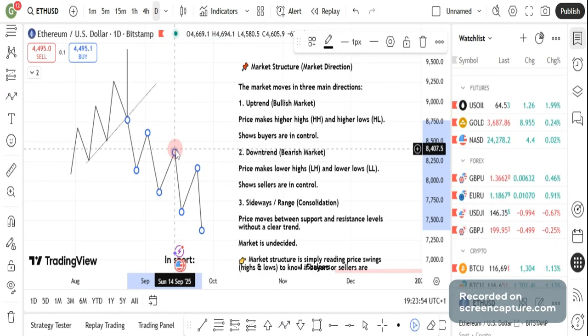When something is selling, it means that thing is going down, and when something is buying, it means that thing is going up. Okay. So now let us move to the last one, the last market structure we have.